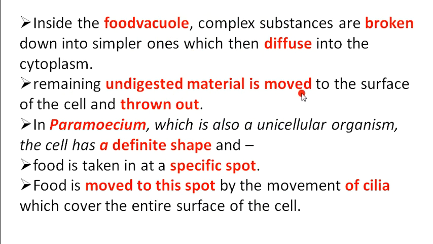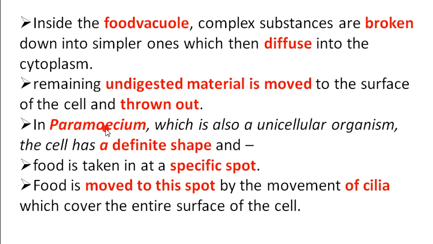Remaining undigested material is moved to the surface of the cell. Okay, it is not necessary that the cell gains all the food. Some will be undigested, and it also has to be removed. So it can be removed. Material is moved to the surface of the cell and thrown out. Thrown out means to release.